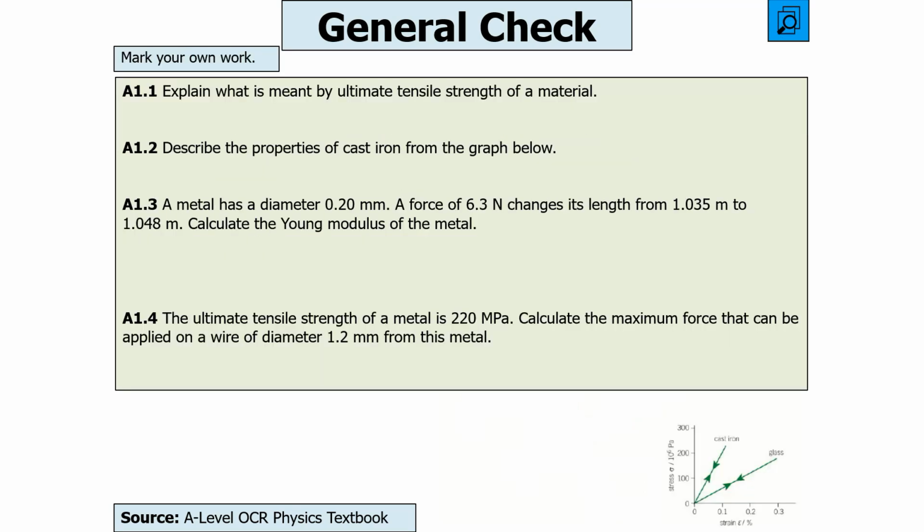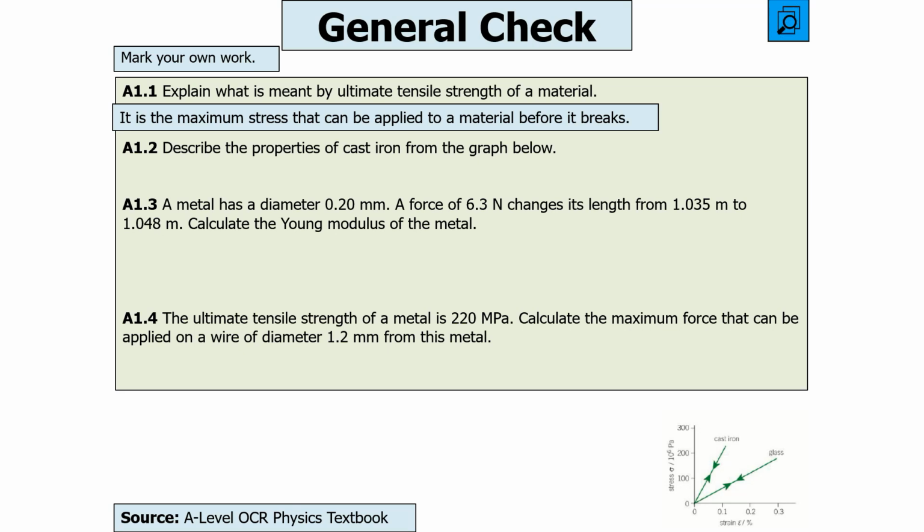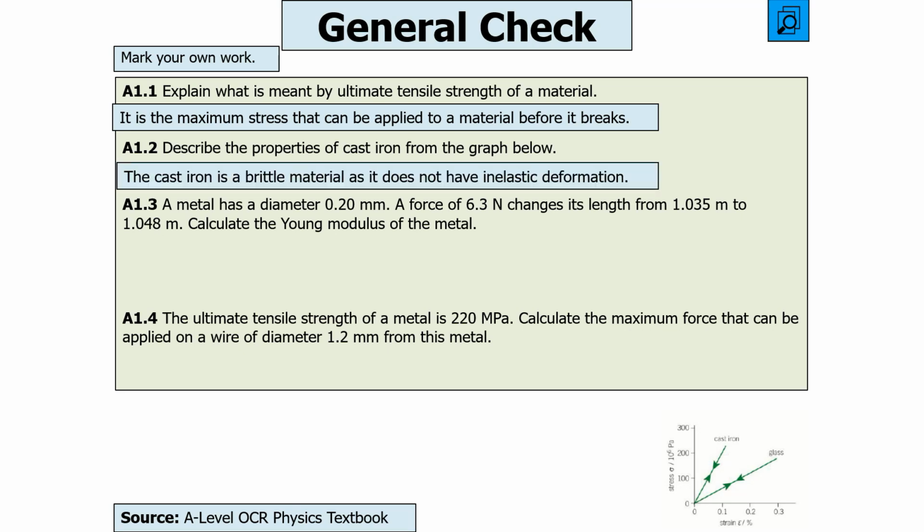Right, so the ultimate tensile strength of a material is the maximum stress that can be applied to a material before it breaks. From the graph below you can see that cast iron is a brittle material because you can't observe any inelastic deformation because the line does not curve.